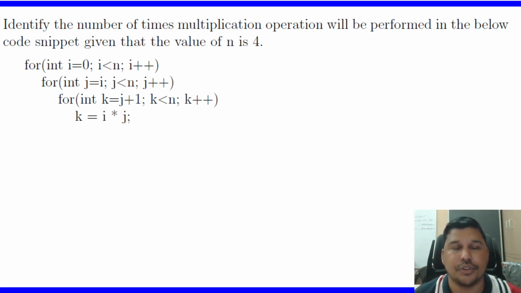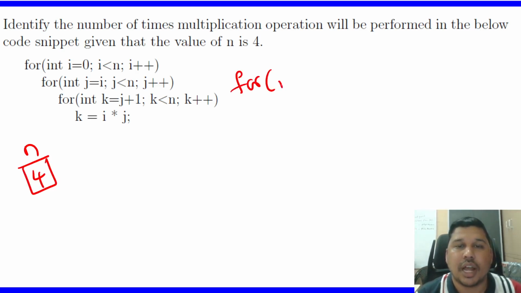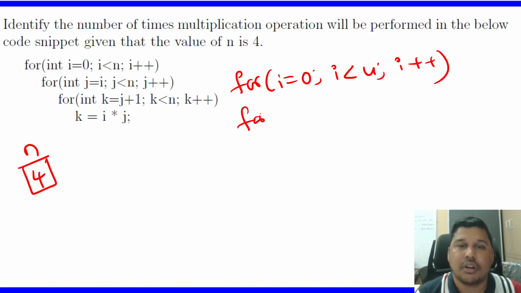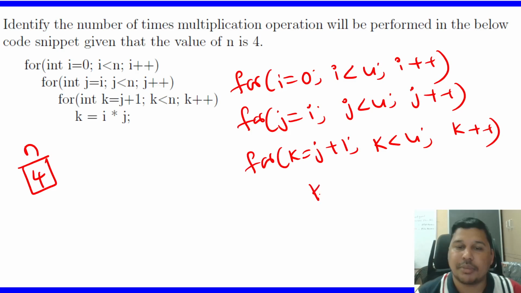Let's understand the solution for this. N value is given as 4. So the loop becomes for I equal to 0, I less than 4, I plus plus. For j equal to I, j less than 4, j plus plus. For k equal to j plus 1, k less than 4, k plus plus. Inside I am doing k equal to I into j.